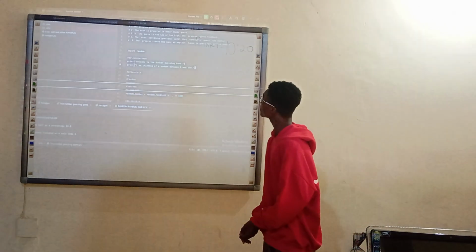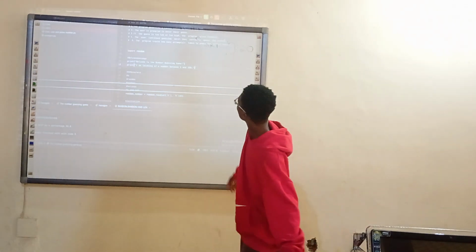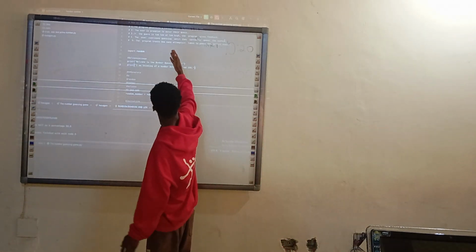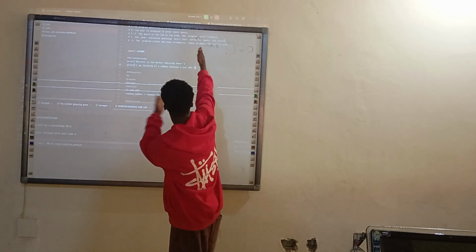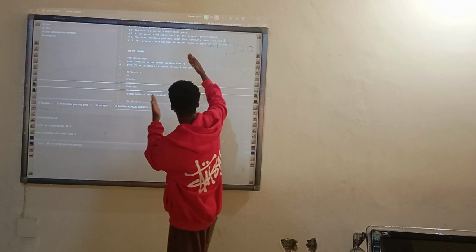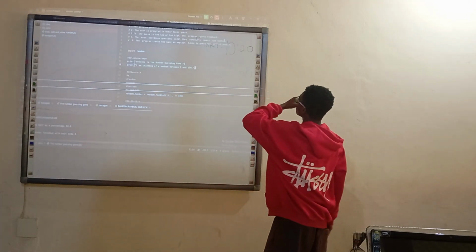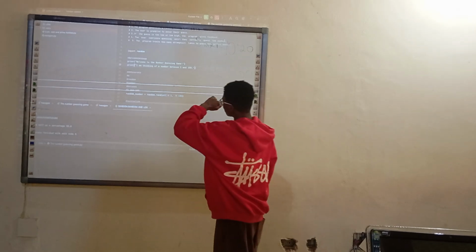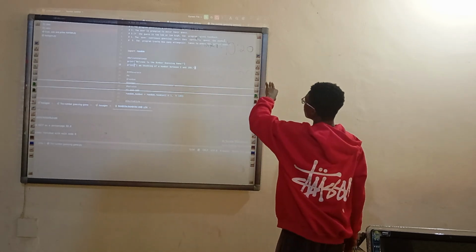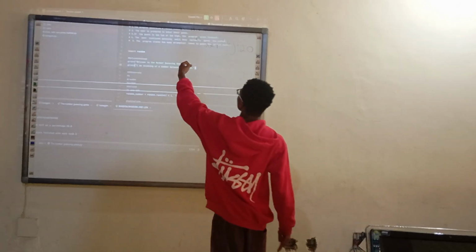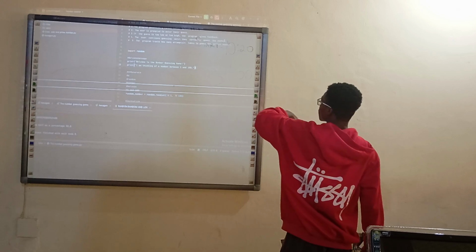Then the number guessing game. How it works: the program generates a random number between 1 and 100 that you are to guess. The user is prompted to enter their guess. If the guess is too low or too high, the program gives feedback. The user continues guessing until they correctly guess the number. The program tracks how many attempts it takes to guess the correct number.